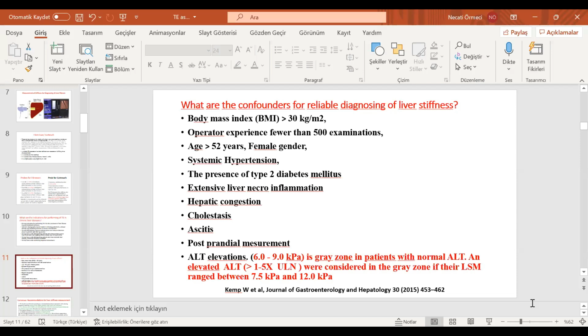Also, the patient should be fasting for at least 2 hours. And ALT elevation is also important. 6 to 9 kilopascal is a gray zone in patients with normal ALT, and elevated ALT 1 to 5 times the upper limit of normal is also considered a gray zone if the stiffness measurement ranges between 7.5 kilopascal and 12 kilopascal. Then those patients should have a liver biopsy.